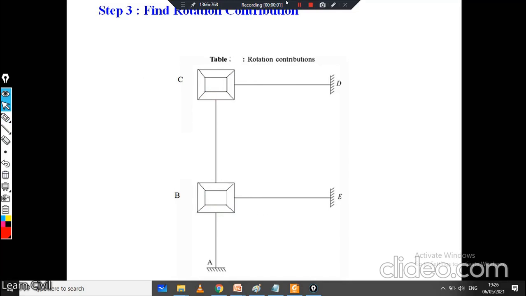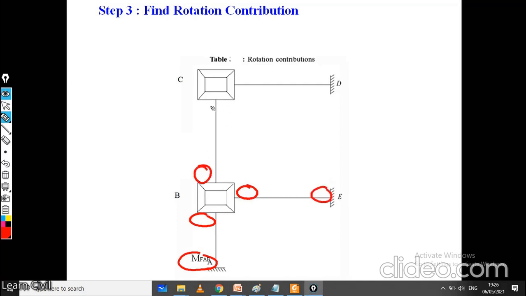Okay, next step is to find out the rotation contribution. To find out the rotation contribution, we'll be preparing one table like this. This is called the rotation contribution table. And then we'll be writing down the fixed end moment values here. For AB, we'll be writing MFAB here, MFBA here, MFBE, MFEB, MFBC, MFCB, MFCD, and MFDC. We'll be writing the fixed end moment values like that here, like this.